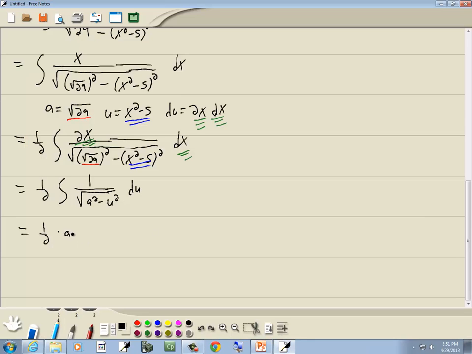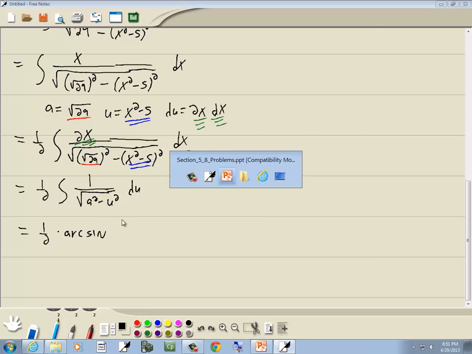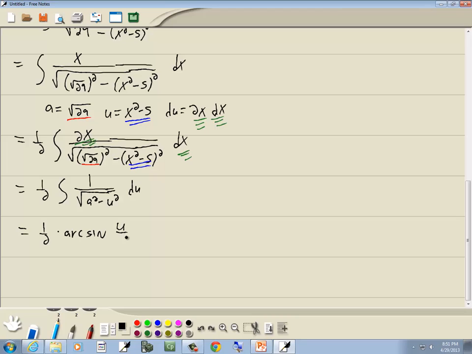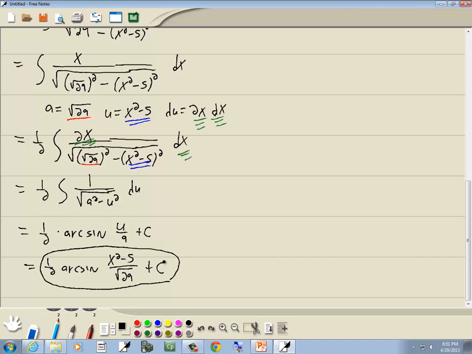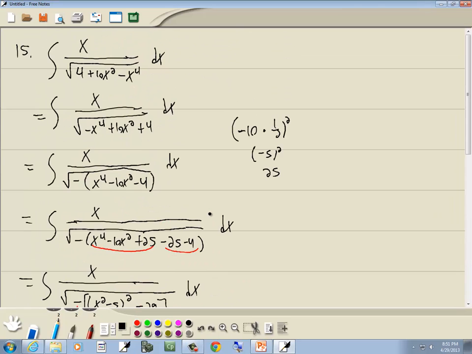So I'm going to write that as arc sine of u over a plus c. So we've got 1/2 arc sine, u was x squared minus 5, over a, which was square root of 29, plus c. And that's our answer. So go ahead and save that.